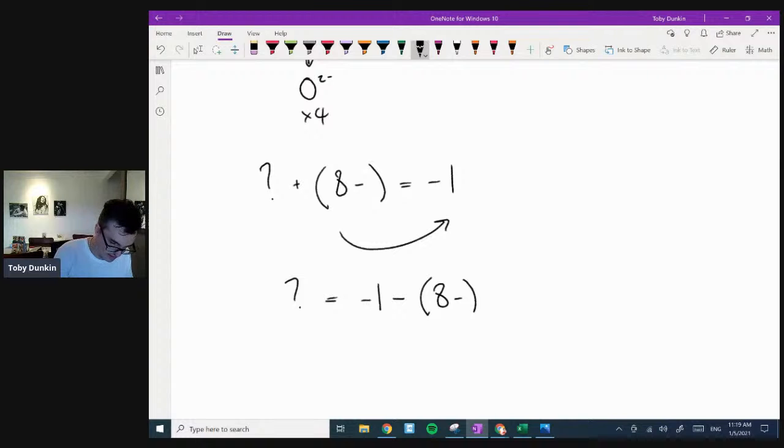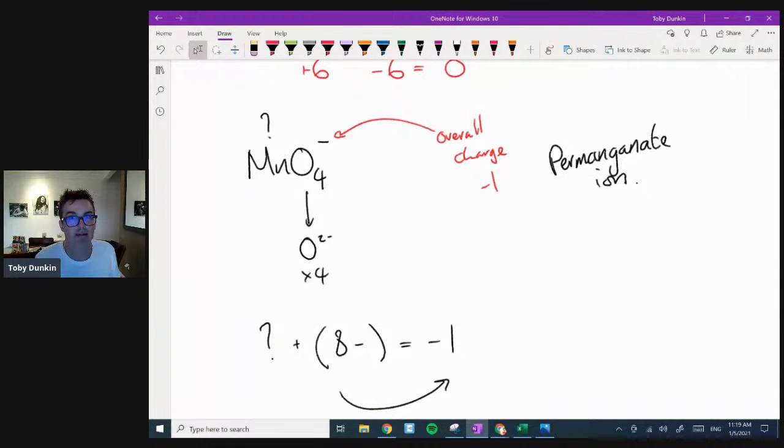-1 minus brackets 8 minus. It's not a syntax error. So the calculator requires you to do the 8 and the minus sign first. If manganate can get +7, why can't carbon get +4? Because this is covalent, Oliver.